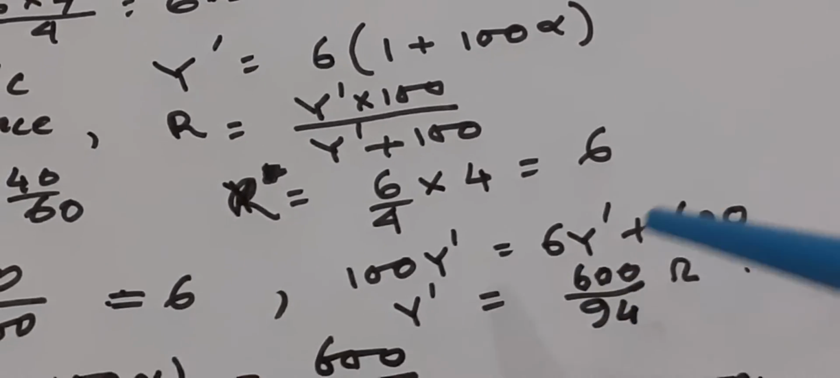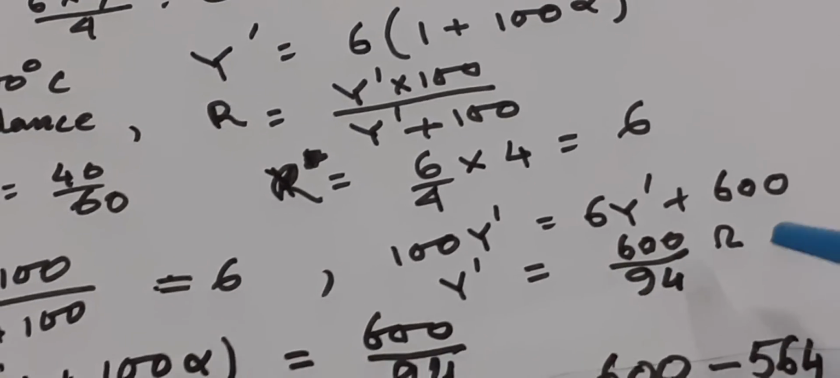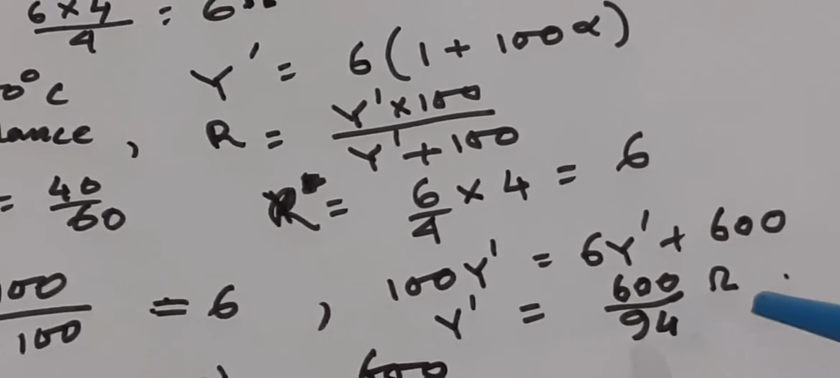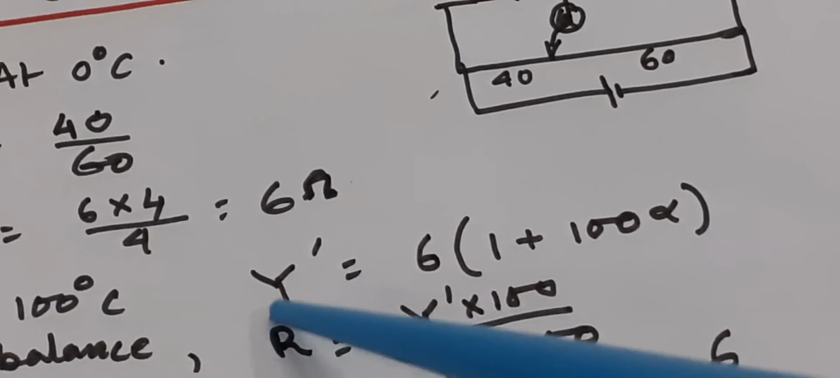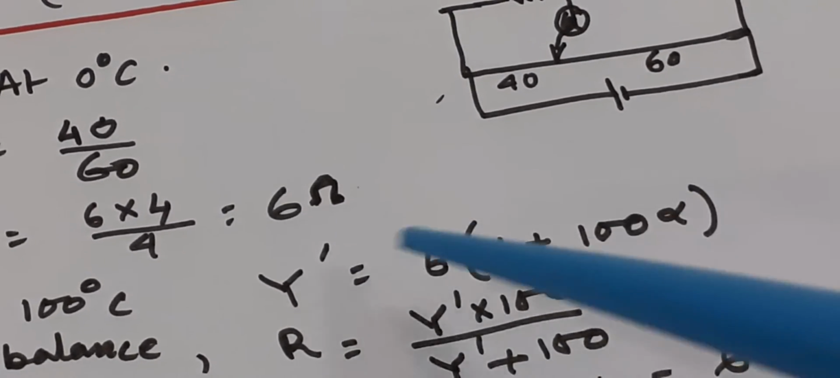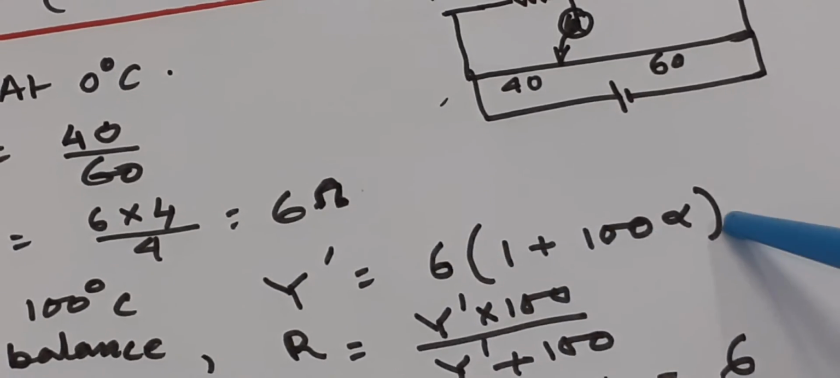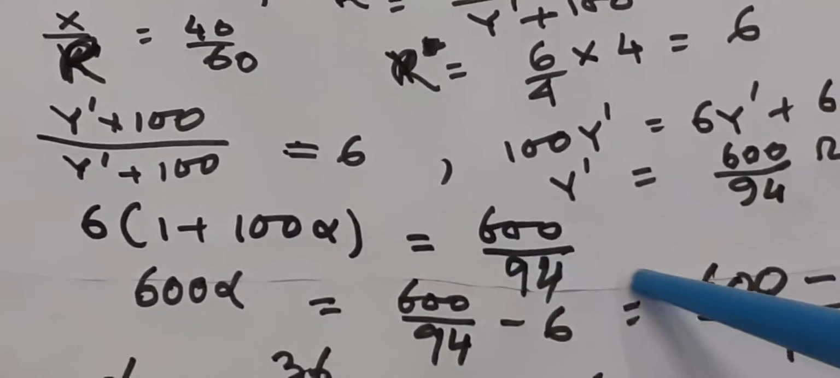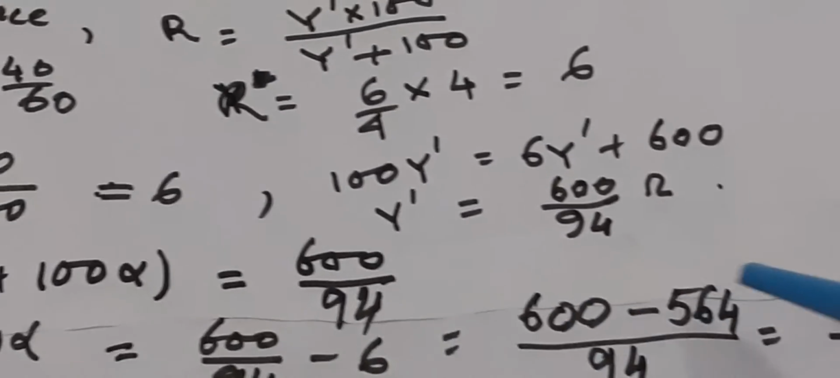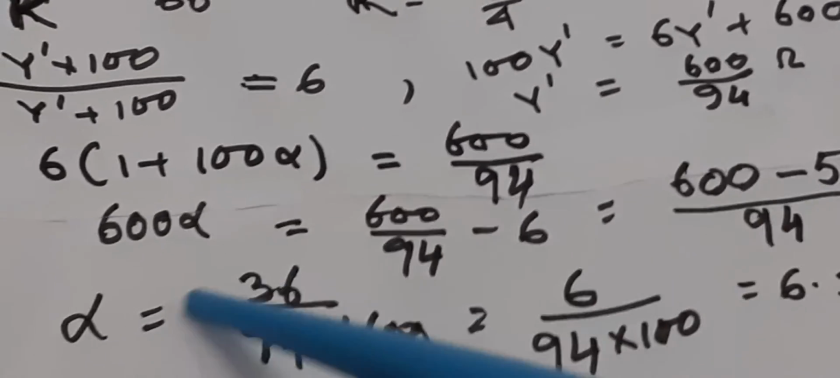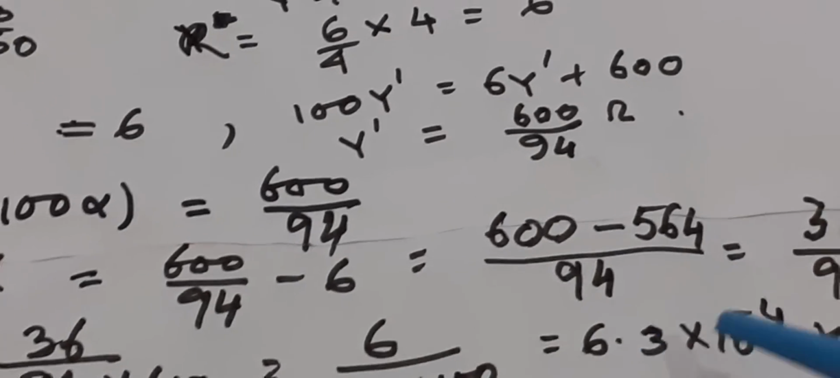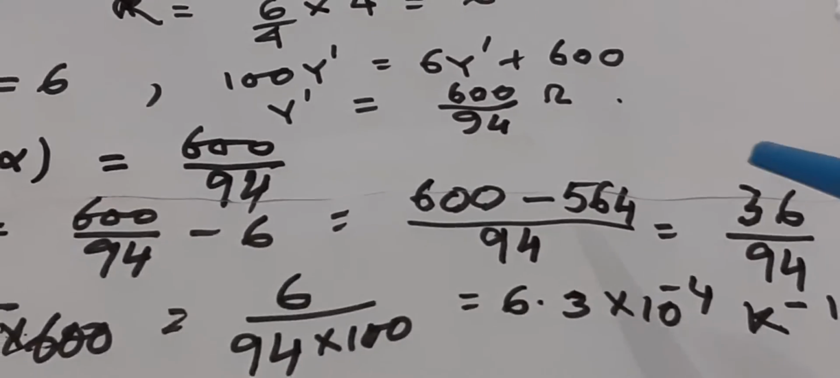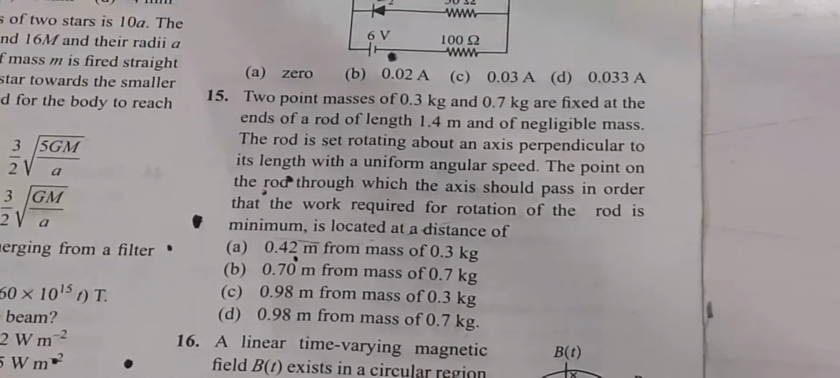Solving here you can get Y dash equal to 600 by 94 ohm. 600 divided by 94, and Y dash relation is known to us, that is 6 bracket 1 plus 100 alpha. So instead of this we will put 6 bracket 1 plus 100 alpha. From here 600 alpha is this much. Solve here, you will get 36 by 94, and alpha will be 6.3 into 10 to the power minus 4 per Kelvin. You can see the answer here.